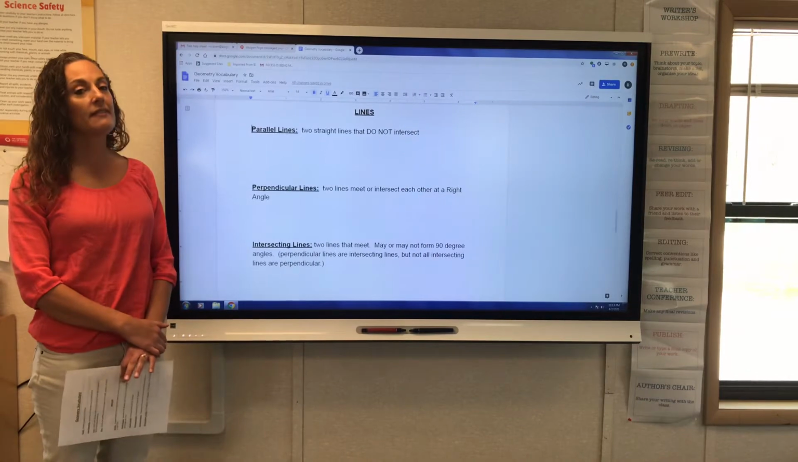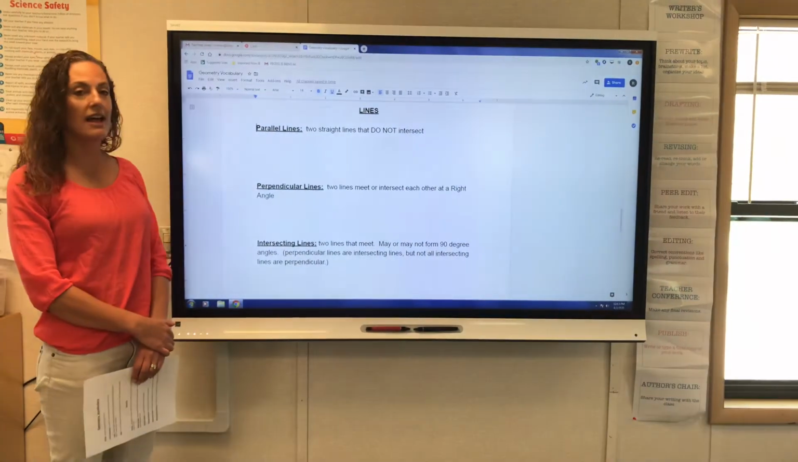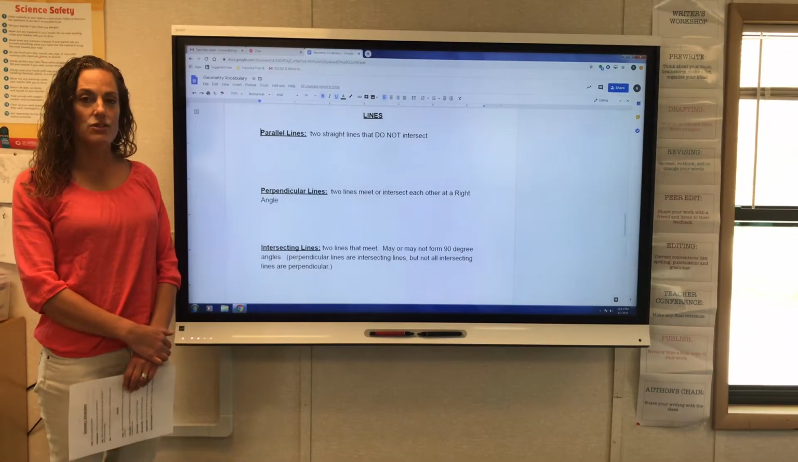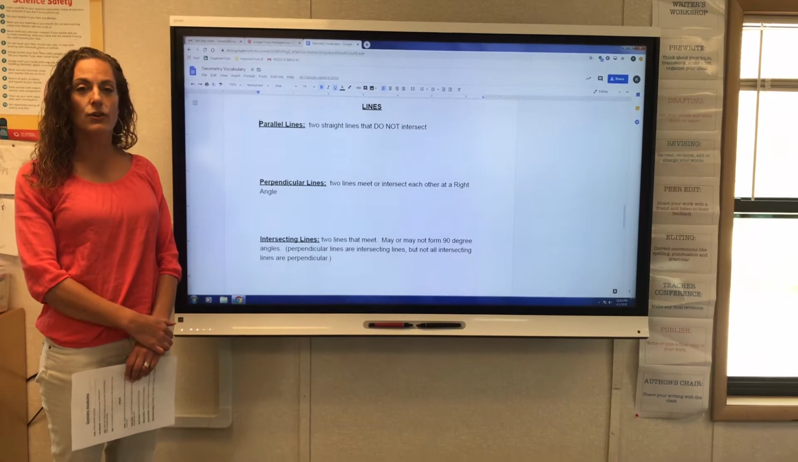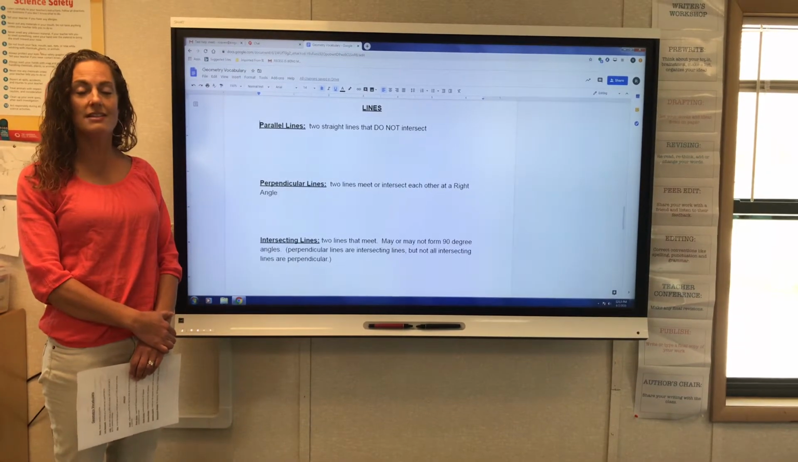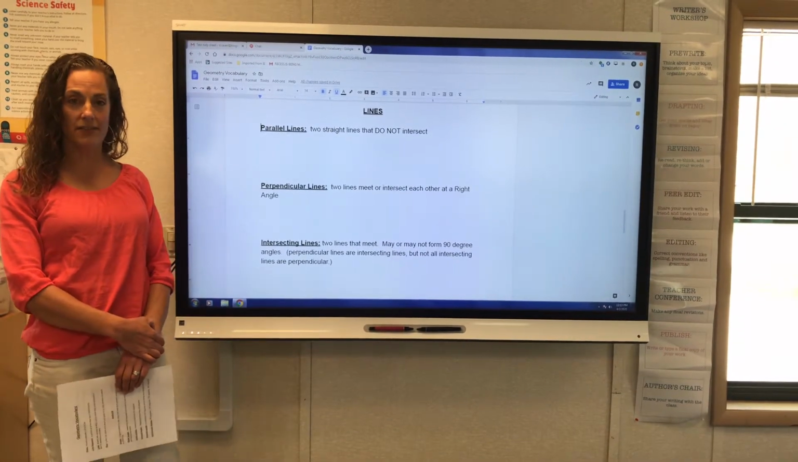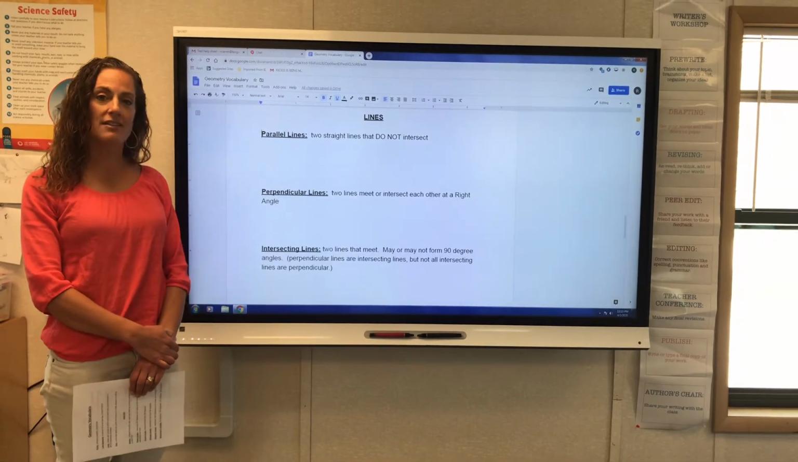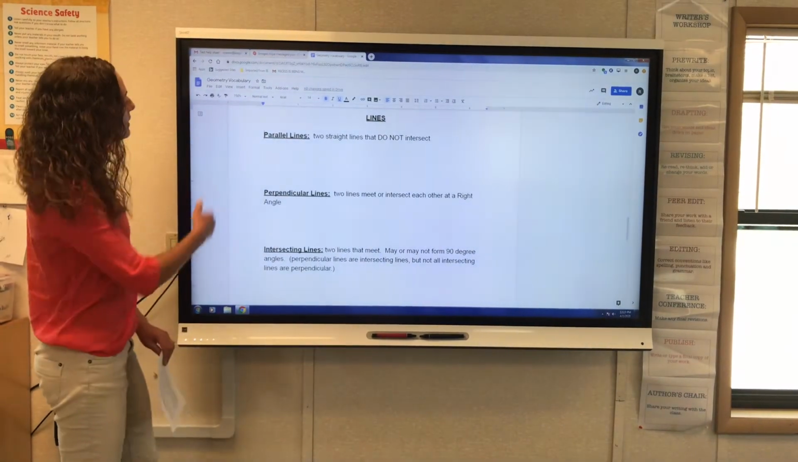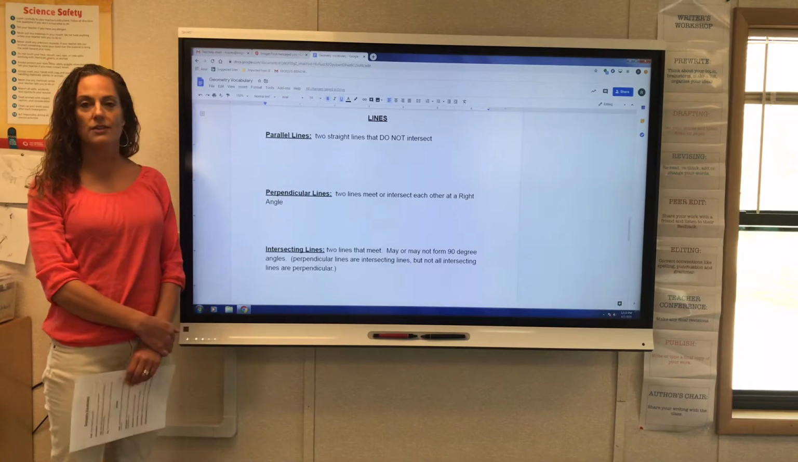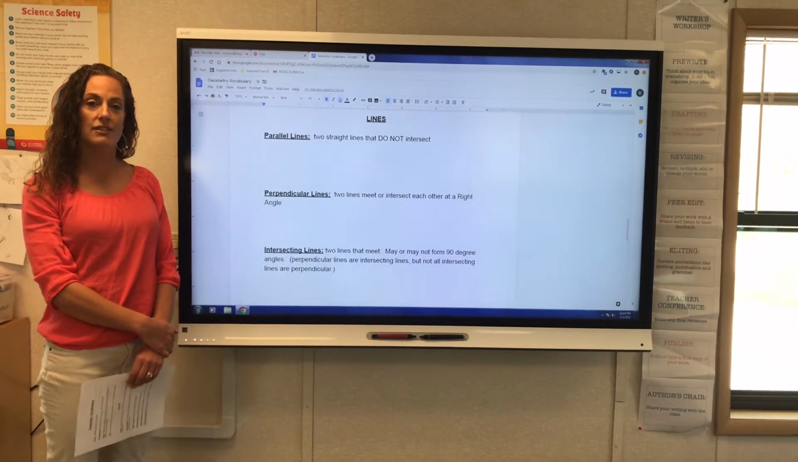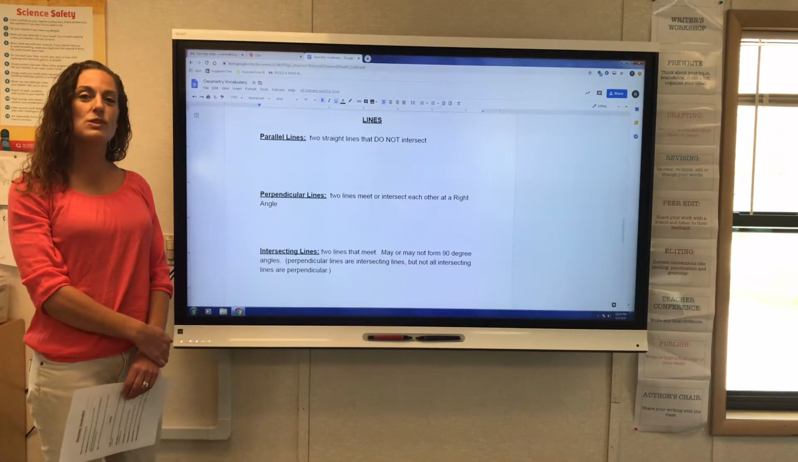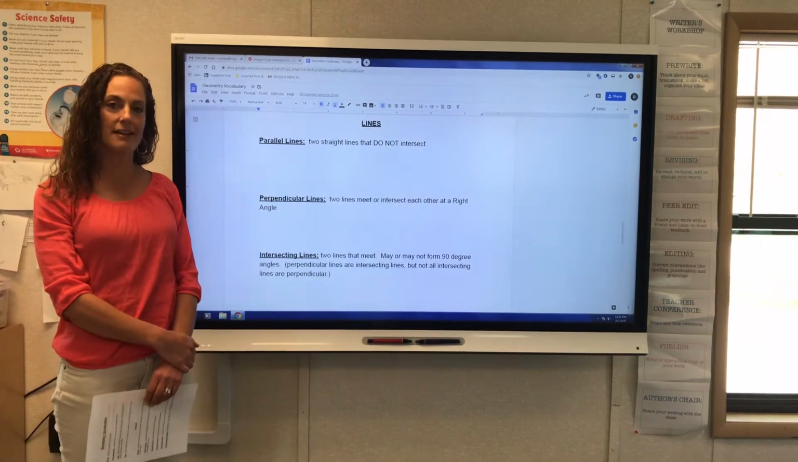Now just for a review, we did talk about lines in the first video, and we talked about how a line goes in either direction continuously forever and ever. It's infinite. And we show lines using arrows. So each of the lines we're going to show here today will have arrows at the end to show that they are lines, but these are specific kinds of lines.